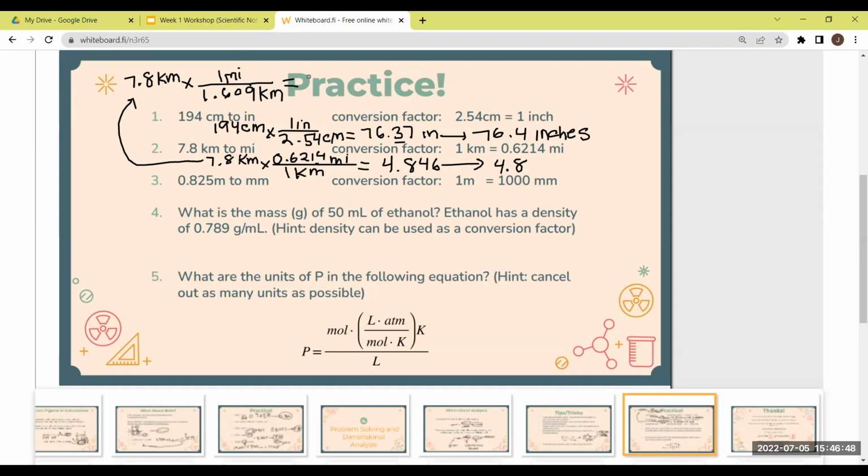And so I'm getting 4.847. And if we take into account the significant figures, we're also going to get 2 significant figures in our answer. So we're also going to get 4.8.